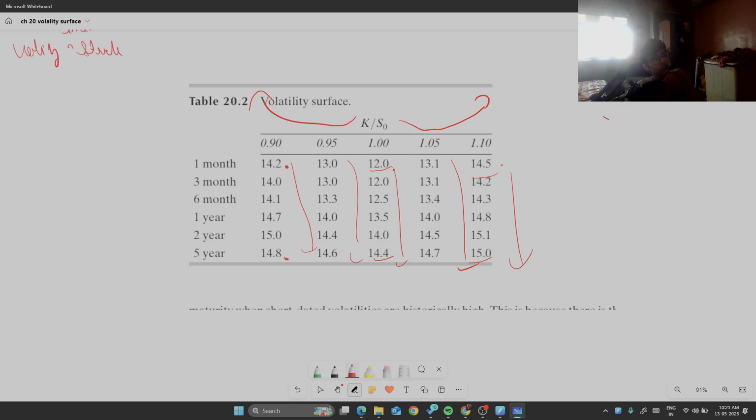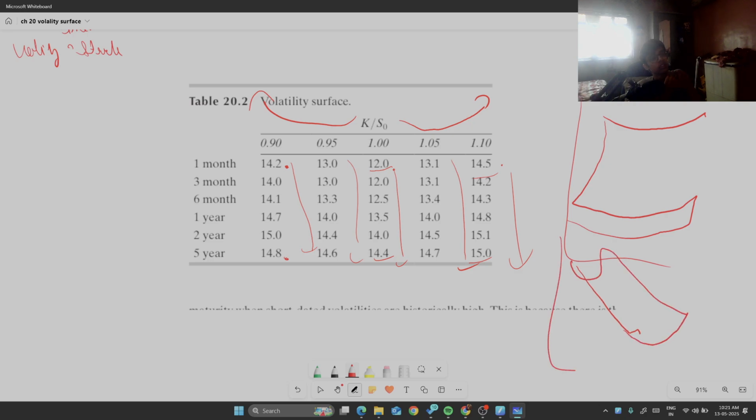So the surface would be like this, and a little bit down, it will come down, and then it will be like this. It is a slanted surface, if I have ever seen one. And the only thing you have to remember is that the volatility increases with the maturity. If the contract's time to maturity is more, the volatility would be more than a short-dated option. Just simple.